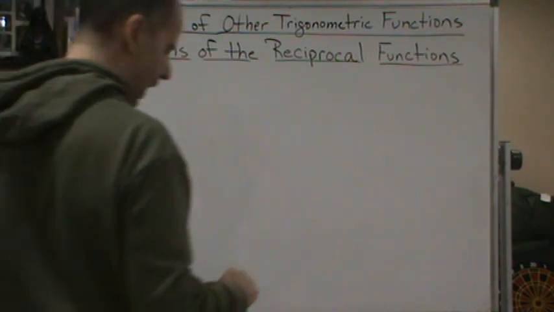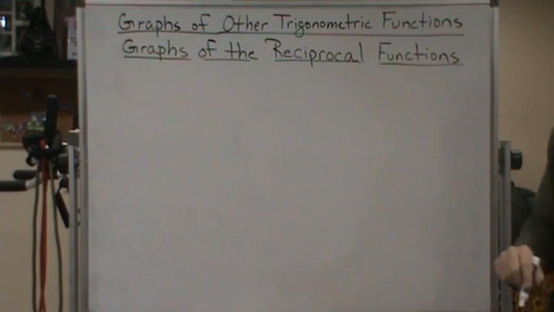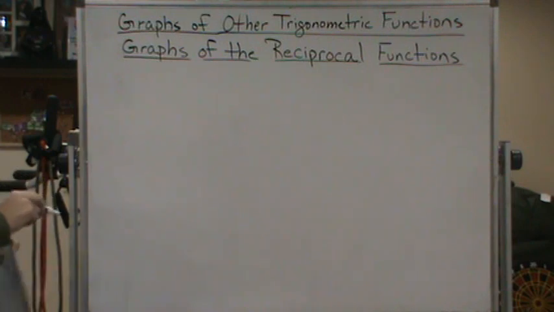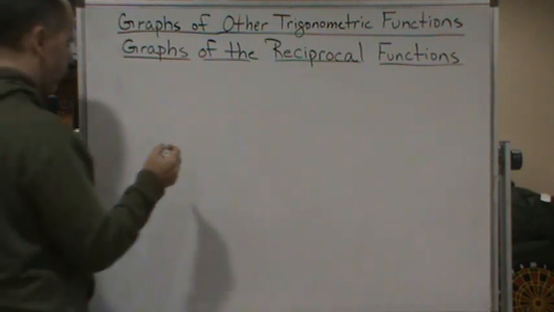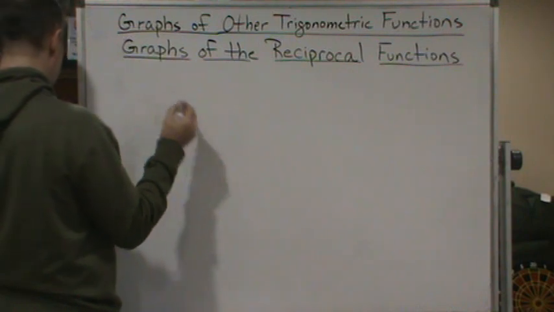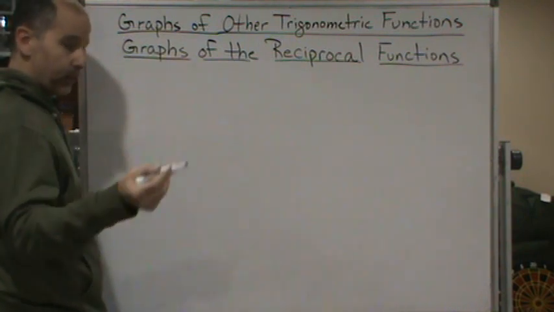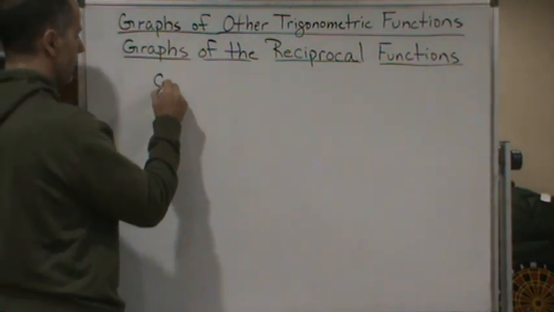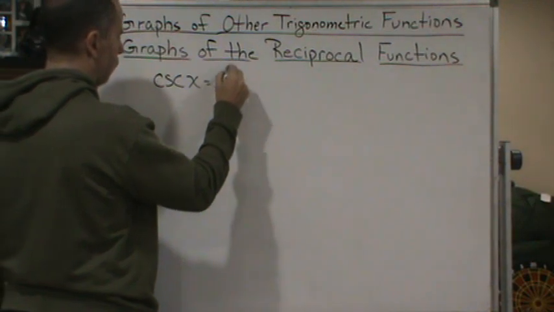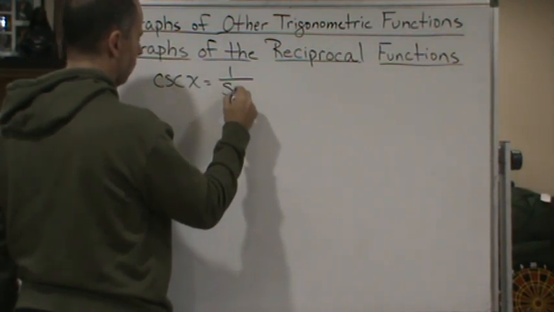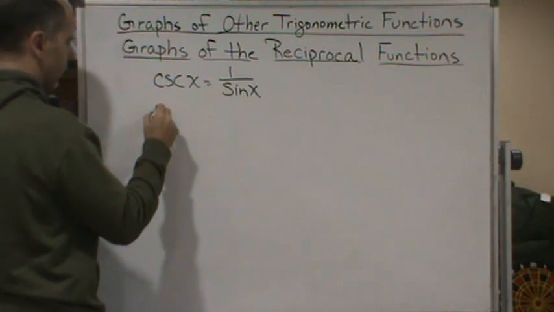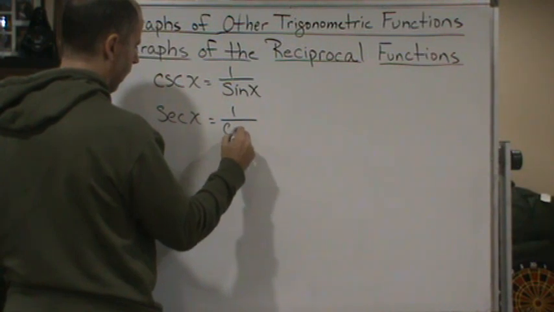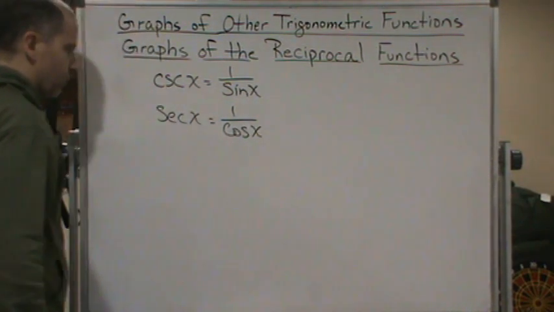All right, welcome back. Now we're going to talk about the reciprocal functions and how to graph those. So what do we mean? Well, of course, the reciprocal functions are going to be cosecant and secant. Realize that the cosecant function and the secant function are the reciprocals of sine and cosine, respectively. So cosecant x is 1 over sine x, and secant x is 1 over cosine x.